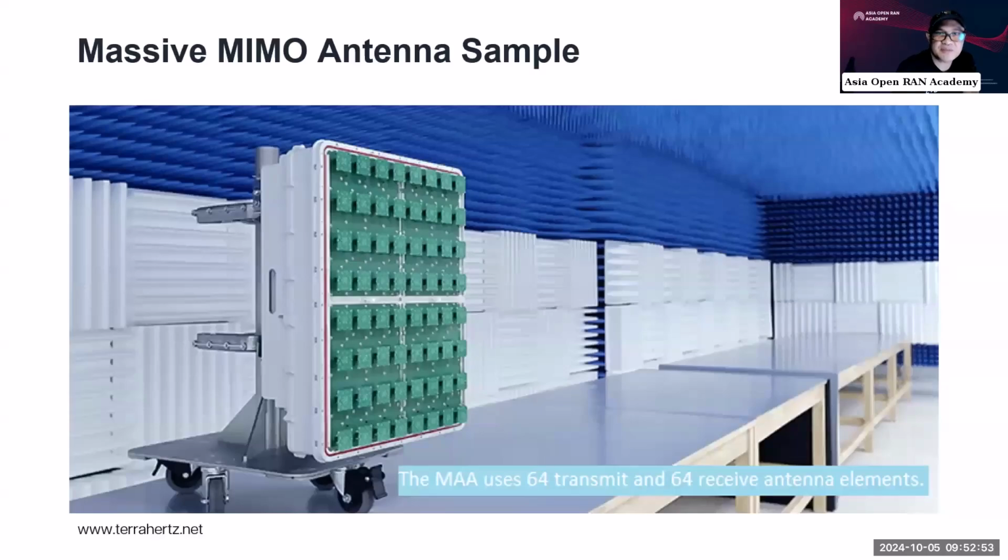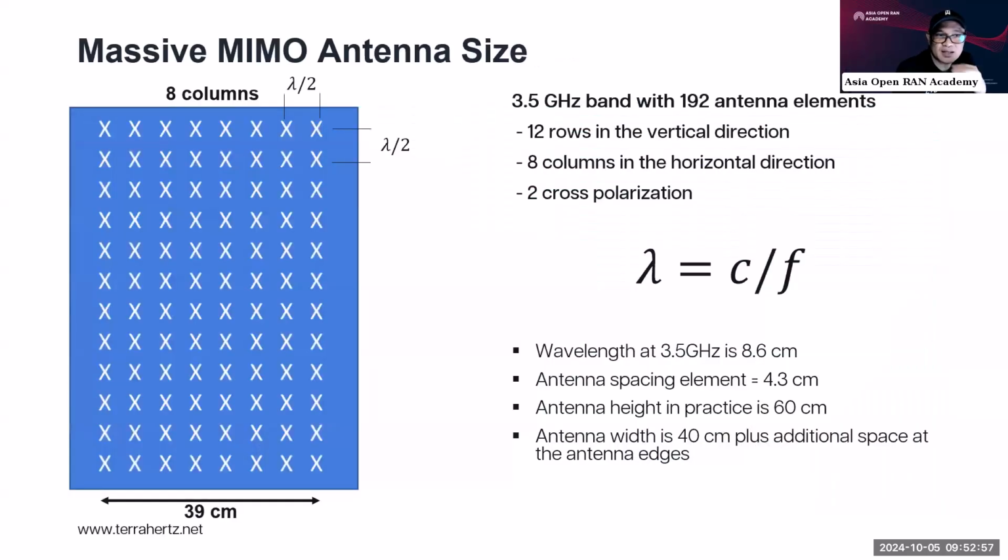What does that mean? When you look at the massive MIMO antenna size, these are the antenna elements. Imagine these are the faucets you saw earlier. Earlier you saw only one faucet dripping, and then we added a second. Now, imagine we put 192 faucets inside one massive MIMO antenna.